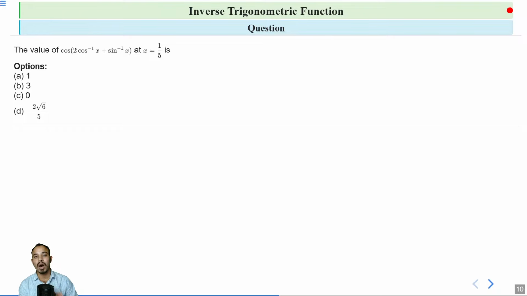In this question, we have to find the value of cos of 2 cos inverse x plus sine inverse x at the point x equal to 1 by 5. Very simple. So everyone try it. Try it by yourself first and give your answer. Which option is correct? Everyone do it. Take your time and give your answer. Write your answer. Which option is correct?